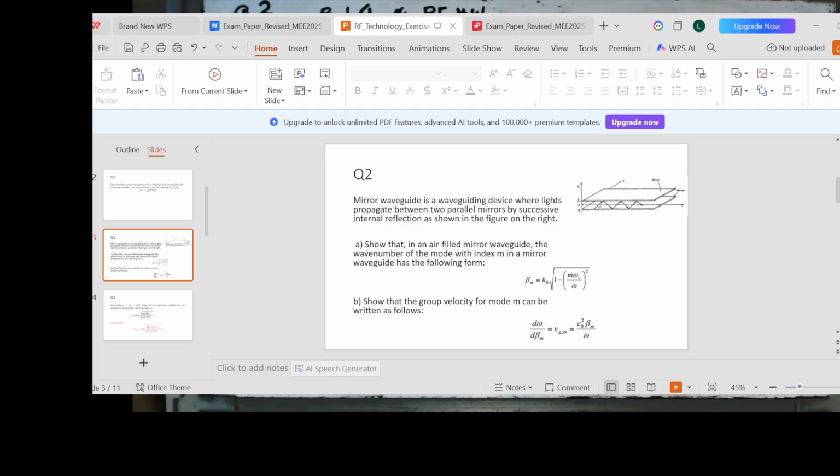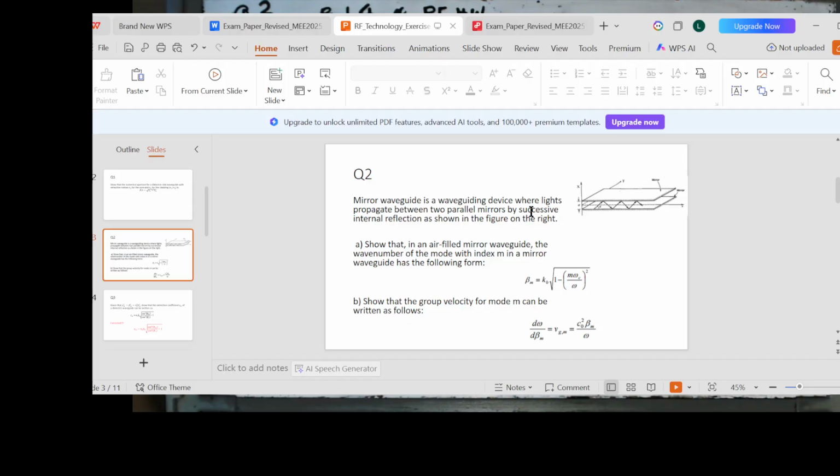Hello everyone, I'm going to walk you through this question, Q2 of part 4 of our RF homework exercise.